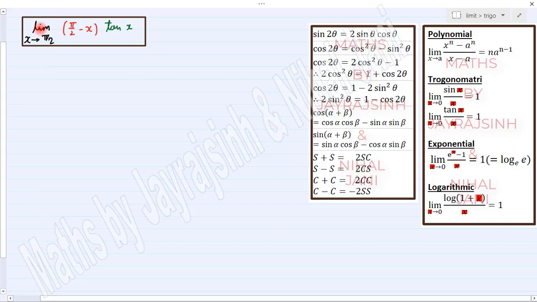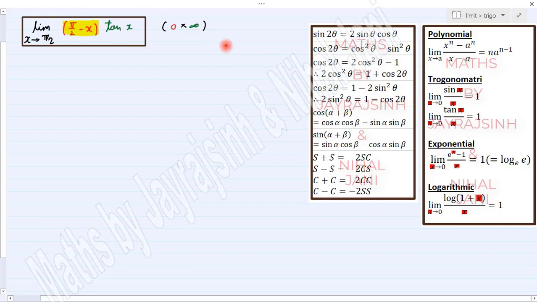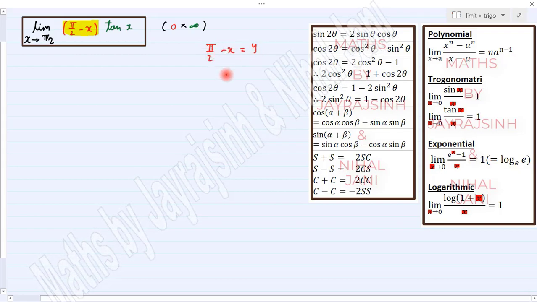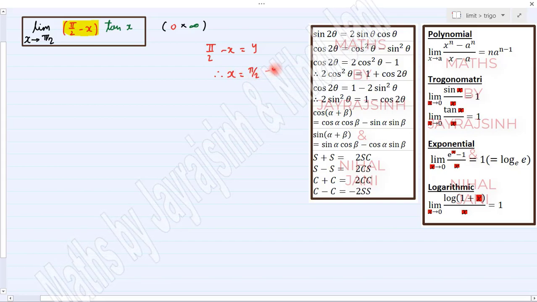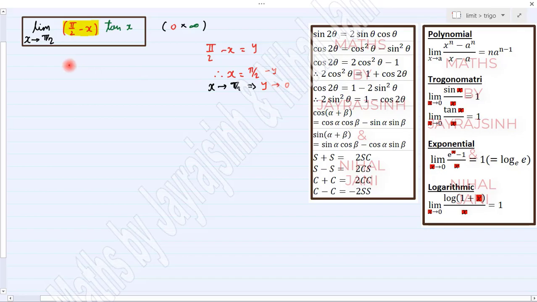In this question, we have to find limit x tends to pi by 2 of (pi by 2 minus x) into tan x. If we substitute the limit, you will get 0 into infinity form. To solve this, let's assume pi by 2 minus x is equal to some new variable. Let's say pi by 2 minus x is equal to y. So we can say x will be equal to pi by 2 minus y. And if x tends to pi by 2, then your y will tend to 0.